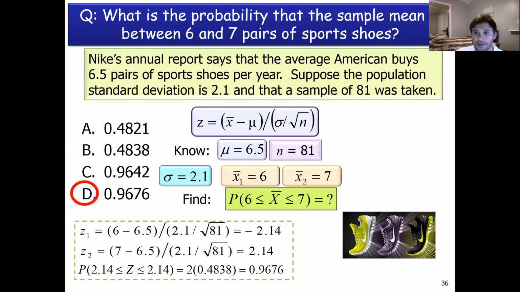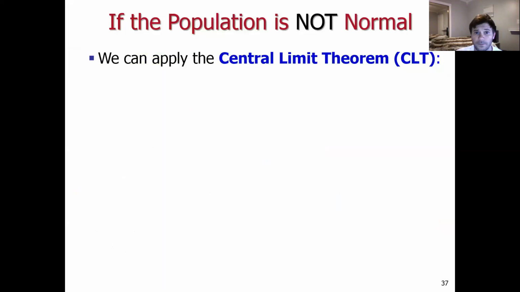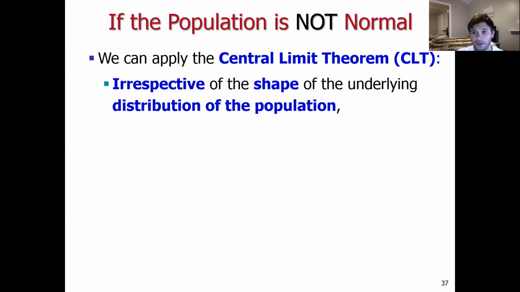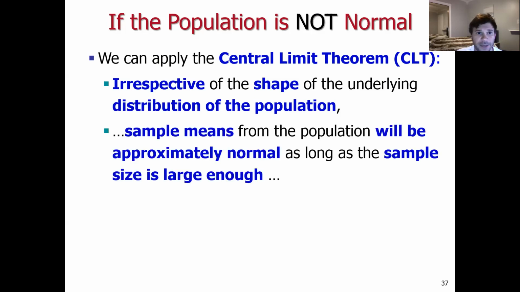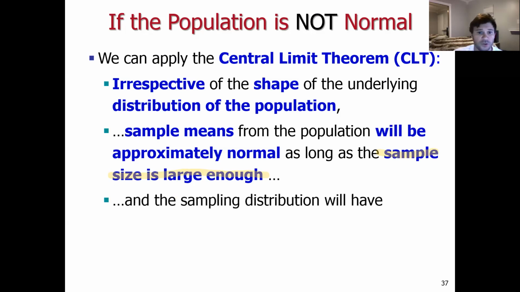Now, the interesting thing about the central limit theorem, as I mentioned earlier, is that if the population is not normal, we can still generally make the assumption that the sampling distribution generated from that population will still be normal, provided one important condition is met, and that condition is that the sample size is sufficiently large. We'll talk about how large is large enough in just a moment. If this condition is met, then the sampling distribution will be normal.